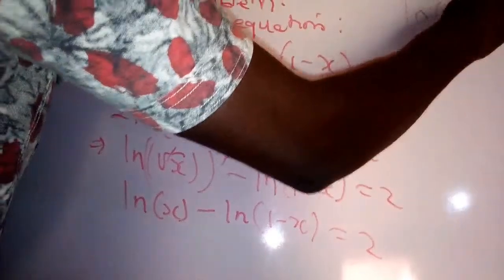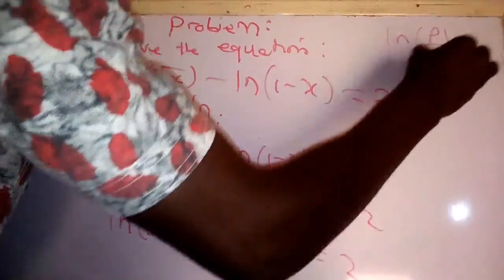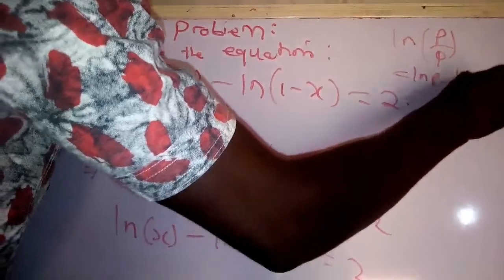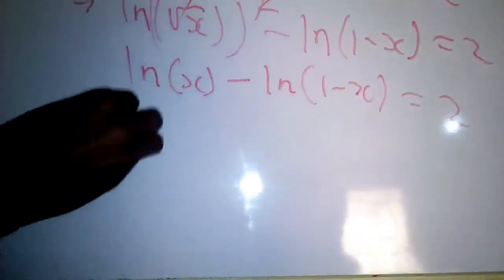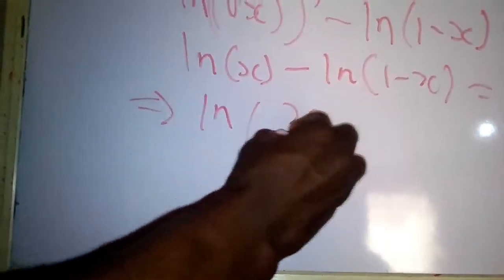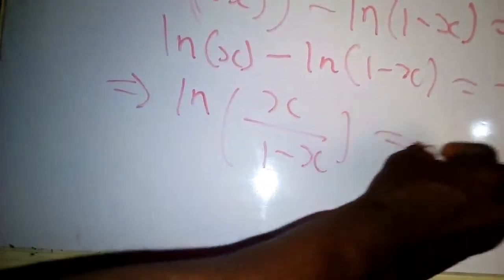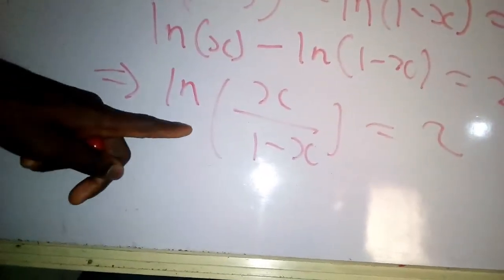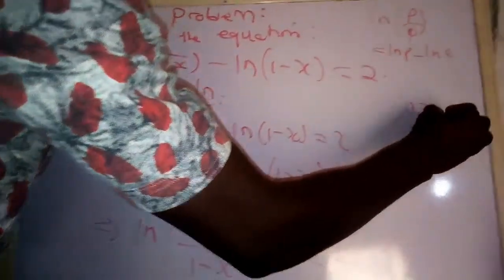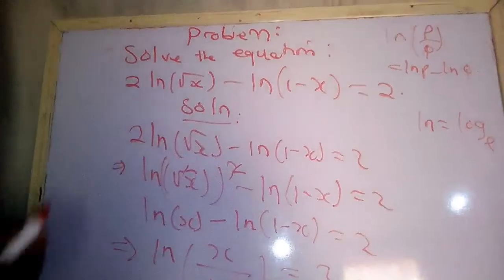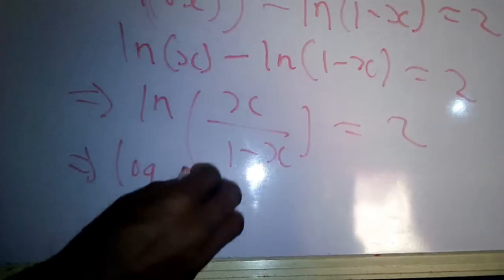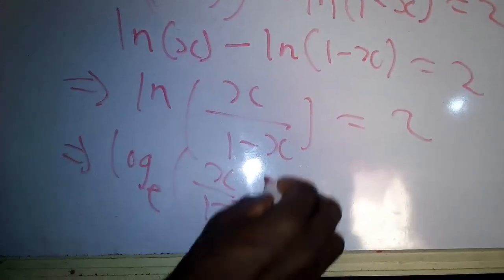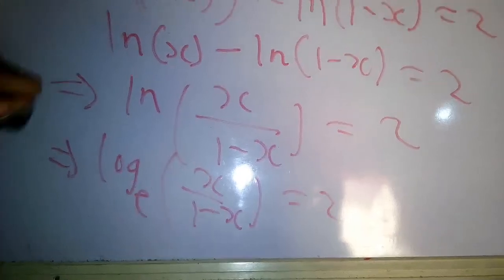Now applying another law of logarithm. The law states that ln of p over q is the same thing as ln of p minus ln of q. Now we apply that same law here. This implies that we are going to have ln of x over 1 minus x equals 2. Now you know this ln is equal to log to base e. So we have log to base e of x over 1 minus x equals 2.